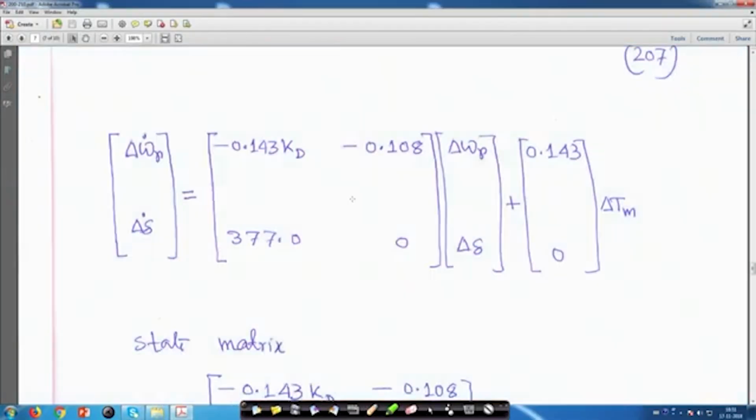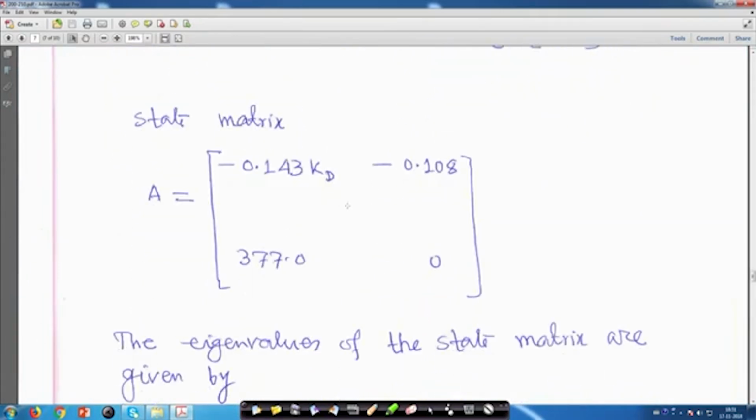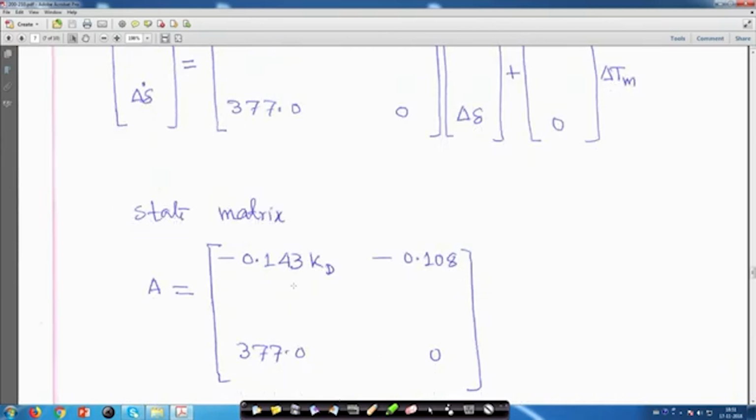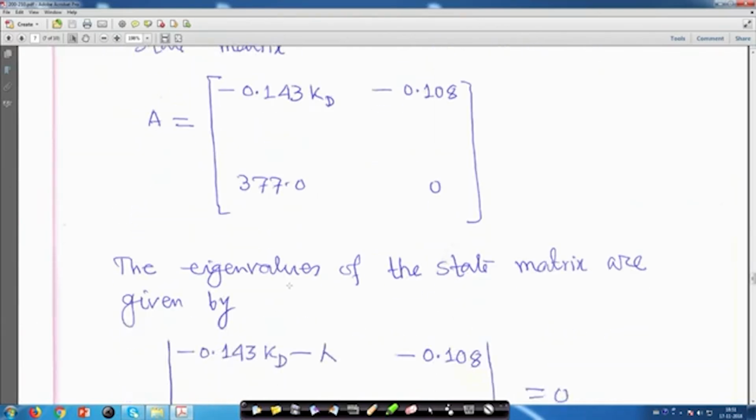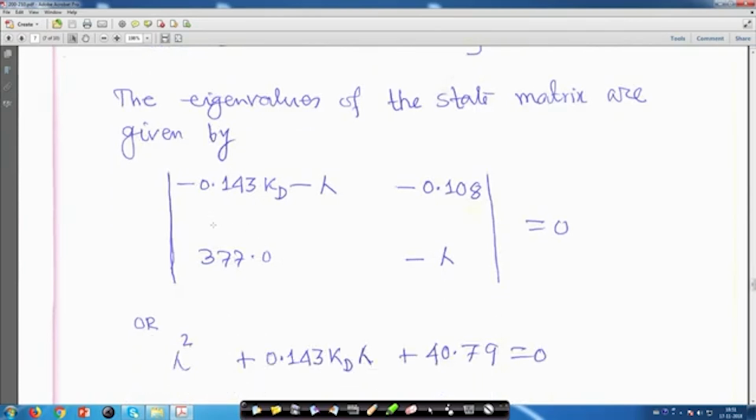So, we are back. This is actually a second order system. Now, the state matrix A is equal to this, whatever we have got here, this is my state matrix. So, the eigenvalues of the state matrix can be found by setting the determinant to 0.